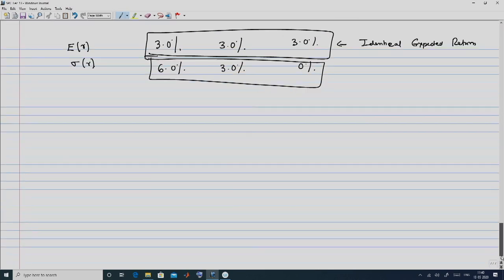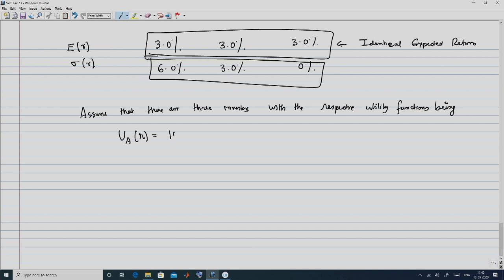Okay, so now we assume that there are three investors with the respective utility functions being, so we will give the utility function as UA of R is equal to 100 R minus 50 R square, and this investor, as we will see later, qualifies as what is known as a risk averse investor.